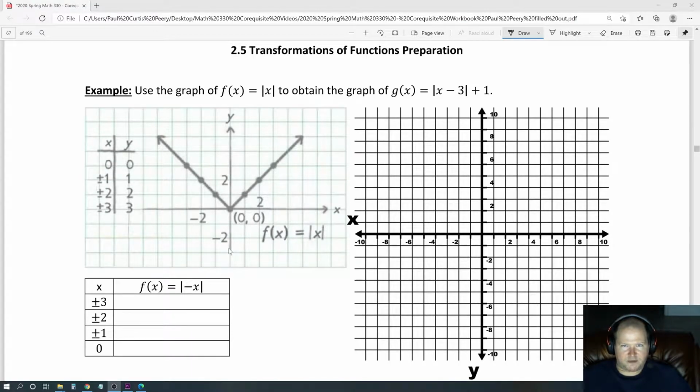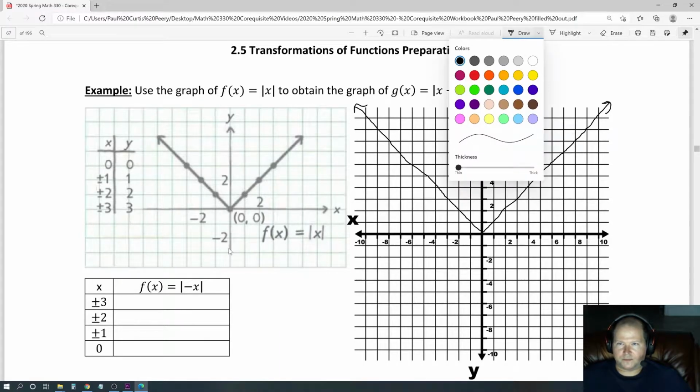2.5 transformations of functions preparation. Use the graph of f of x equals the absolute value of x to obtain the graph of g of x equals the absolute value of x minus 3, absolute value, plus 1. Okay, so the original one should look something like this. There we go. That was the original one.